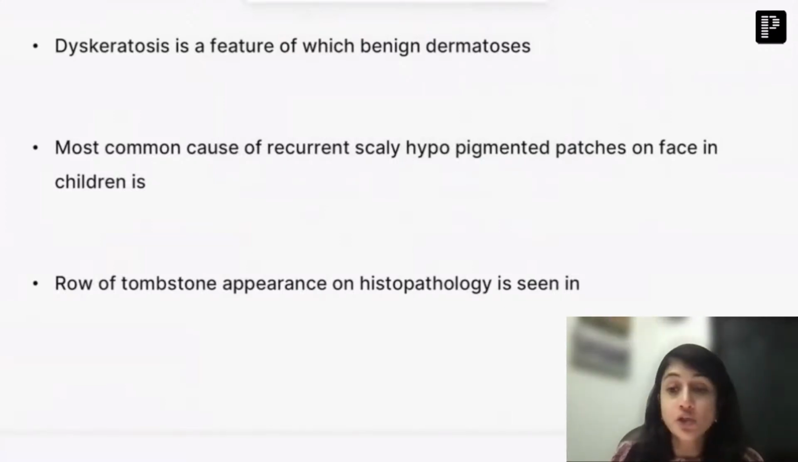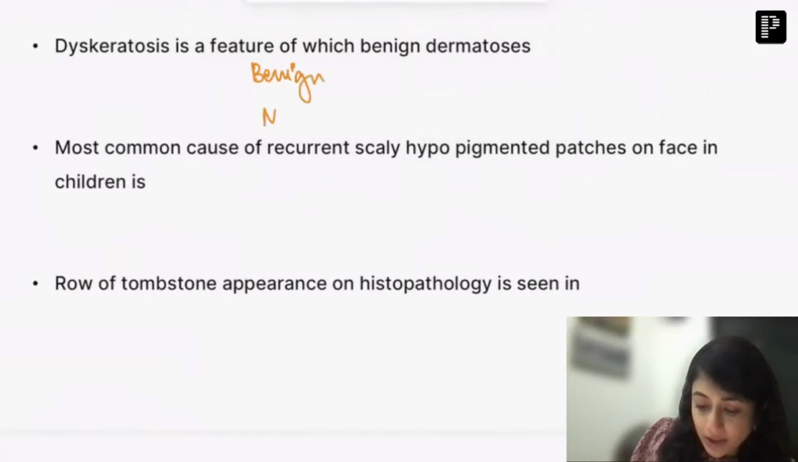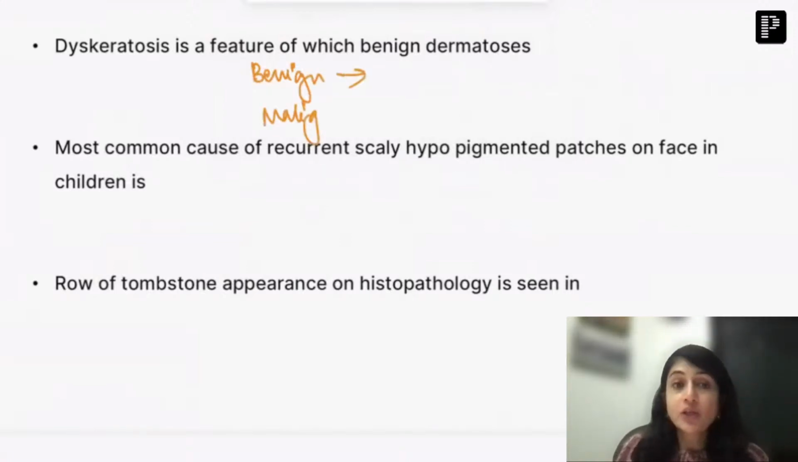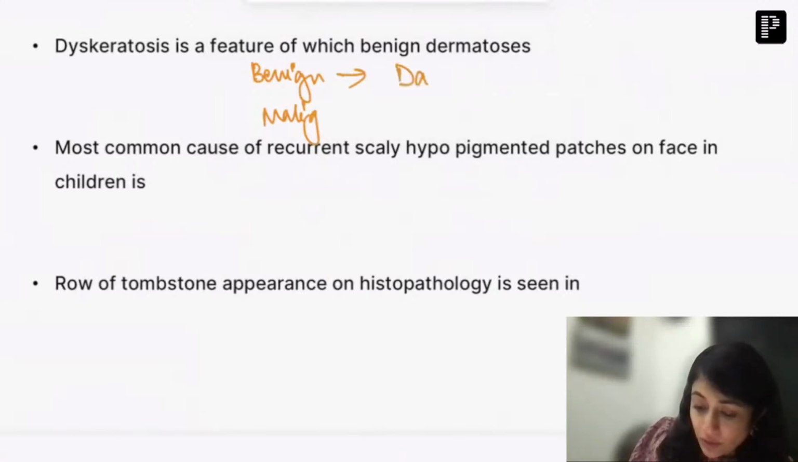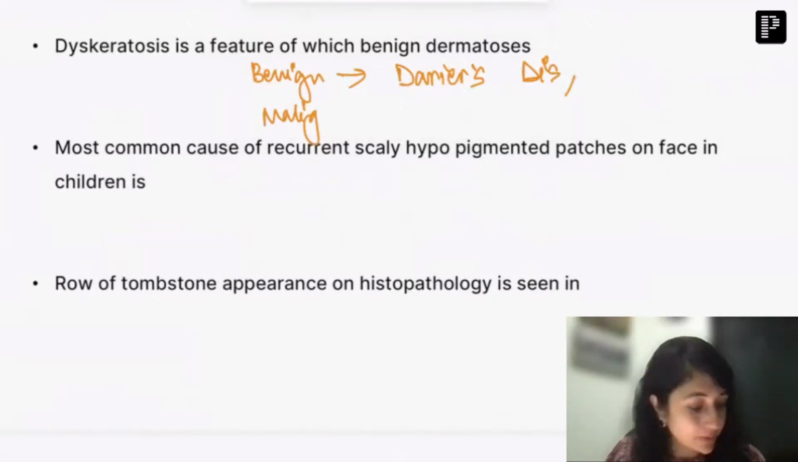Moving on to the next question. Dyskeratosis is a feature of which benign dermatosis? Dyskeratosis is abnormal keratinization. You see abnormal keratinocytes. It can be seen in certain benign conditions, and can also be seen in malignant conditions. So you need to tell me a benign dermatosis where you see dyskeratosis. Absolutely right. One is Darier's disease. Which is the other one?